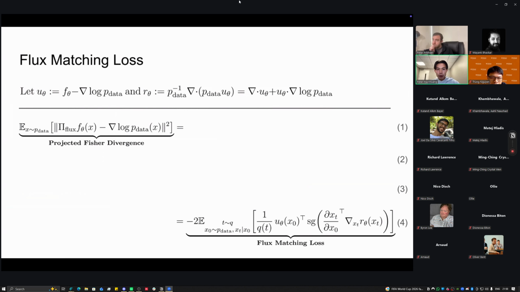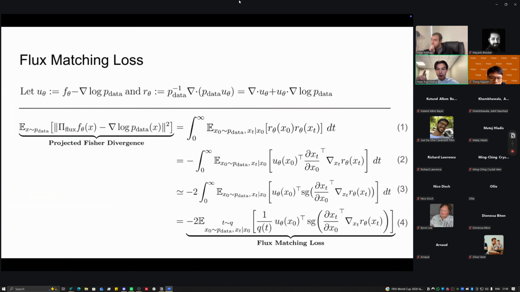If this is interesting, we could get to it later, but I don't think it's super important what the technical details are. The main intuition we want to gain here is we have our intractable projected Fisher divergence. We take a series of steps to get us to a tractable flux matching loss. And in the coming slides, I'll give a bit more geometric interpretation of what is going on here.